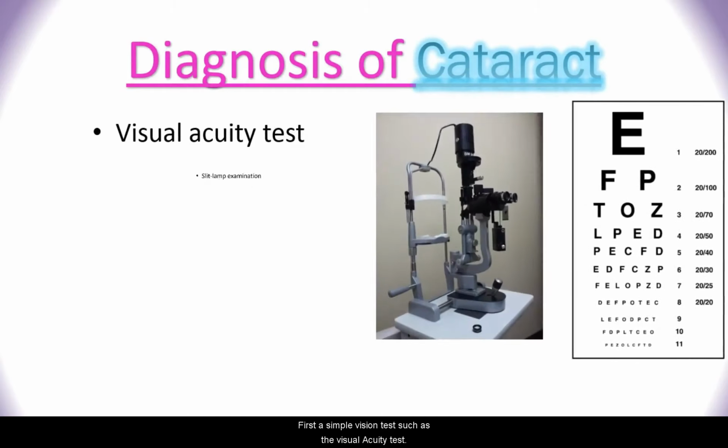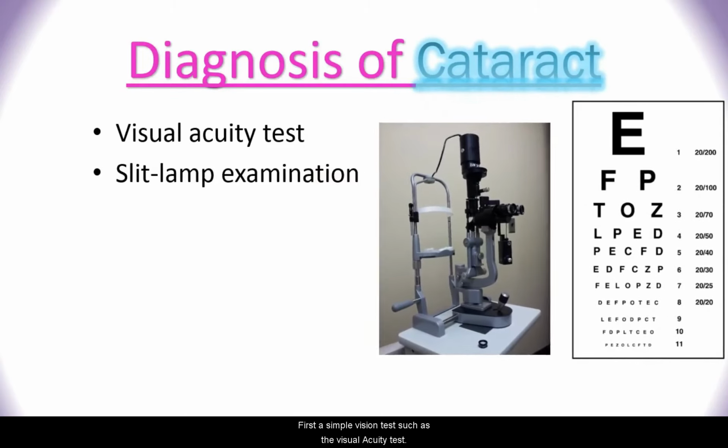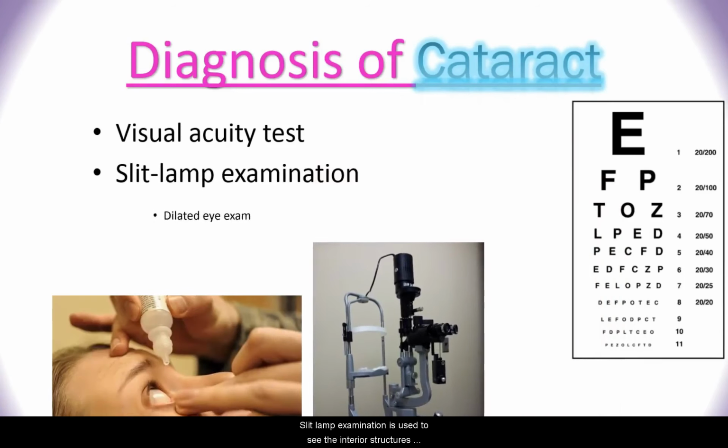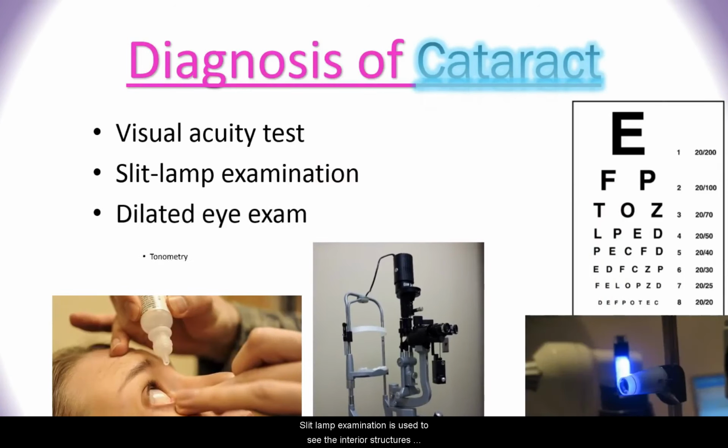First, a simple vision test such as the visual acuity test. Slit lamp examination is used to see the anterior structures of the eye under magnification. Then, the dilated eye exam is performed, in which drops are placed in the eyes to dilate the pupils. This allows the eye care professional to also examine the retina and optic nerve. Lastly, a tonometry is performed to measure the pressure inside the eye. These are the basic tests, but more tests can be done to gain more information about the eye structure.